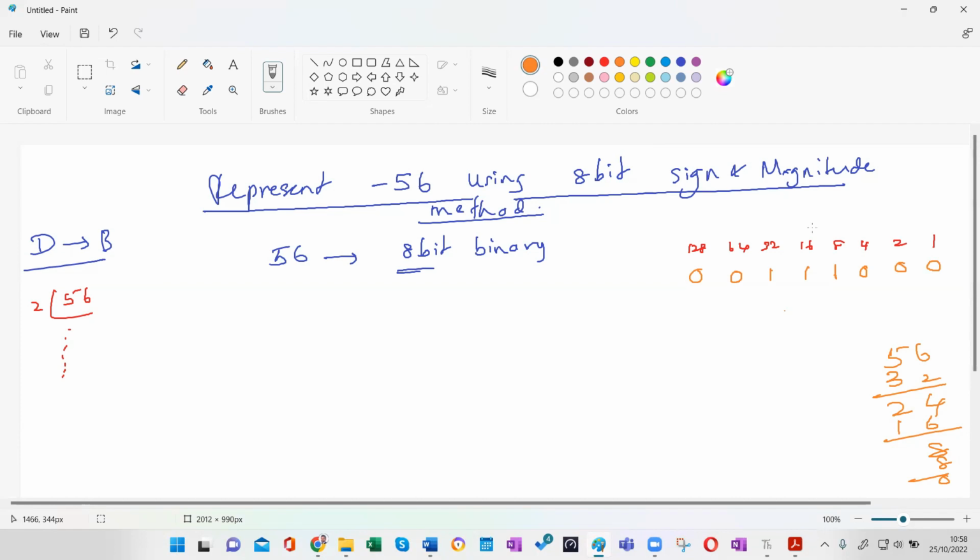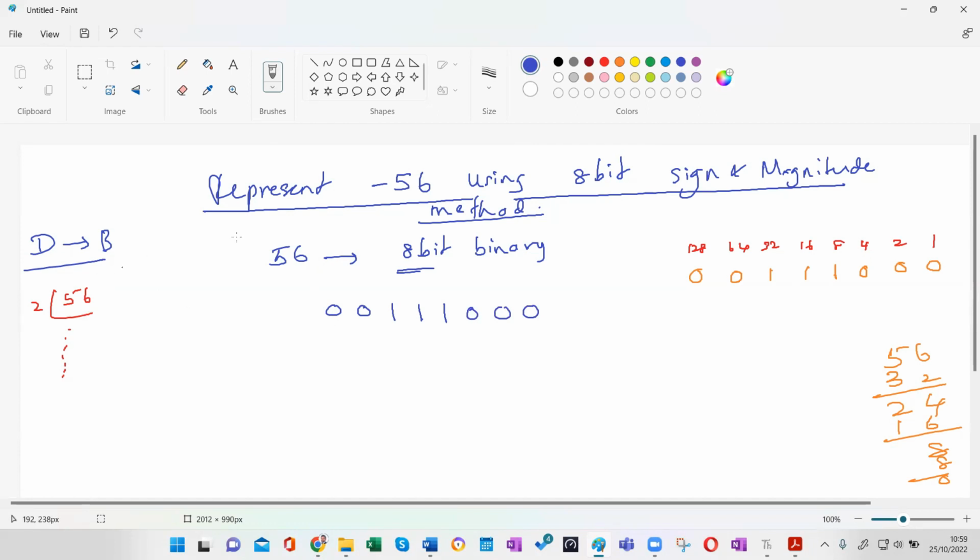Is that what you got for 56? Is that correct? Yes, sir. Okay, now you can check like this also, right? That's 32, 16, 32 plus 16 is 48, plus 8 is 56. Okay, we have got it. Now let's write it down: 0, 0, 1, 1, 1, 0, 0, 0.